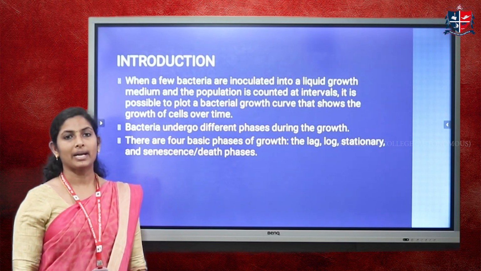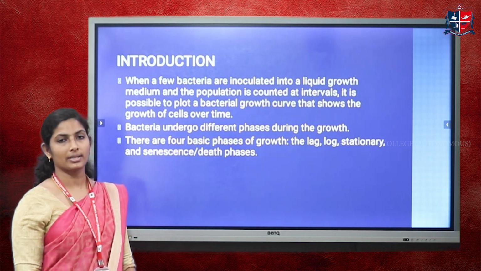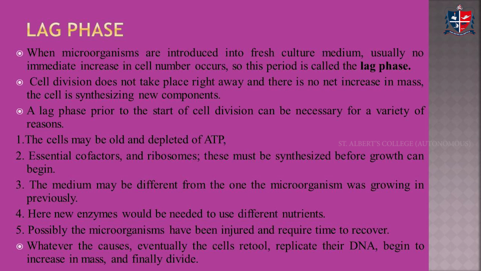growth curve. And this bacterial growth curve has four phases: lag phase, log phase, stationary phase, and senescence or death phase. First, we'll discuss the lag phase.